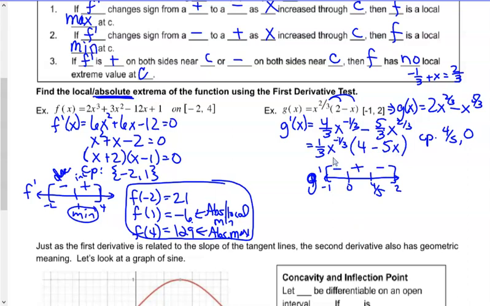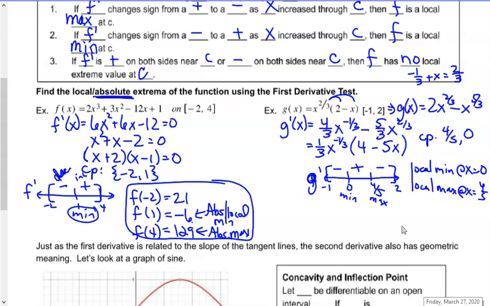So what happens? From a negative to a positive, I'm decreasing, then increasing. That makes this a local min. Then I'm increasing, then decreasing. That makes this a local max, okay? So local min at x equaling 0, a local max at x equaling 4/5. That's a conclusion that we can make just from the derivative.